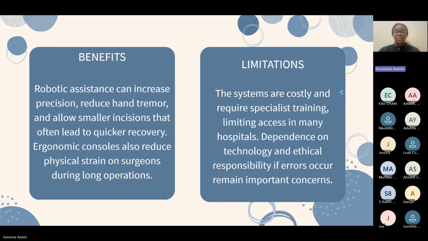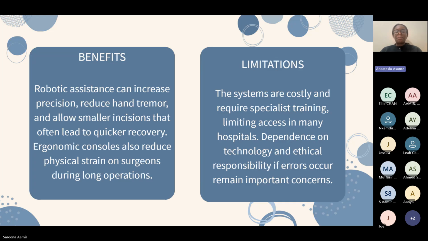Next slide, please. Okay, so we have some benefits and also some limitations. Some benefits of using robotics are that robotic assistance can increase precision. It can also reduce hand tremor, which is a really common issue for surgeons, because especially as their age increases, they are more susceptible to having hand tremors. So having robotic surgery can allow them to move that issue away, and it helps increase that precision essentially.